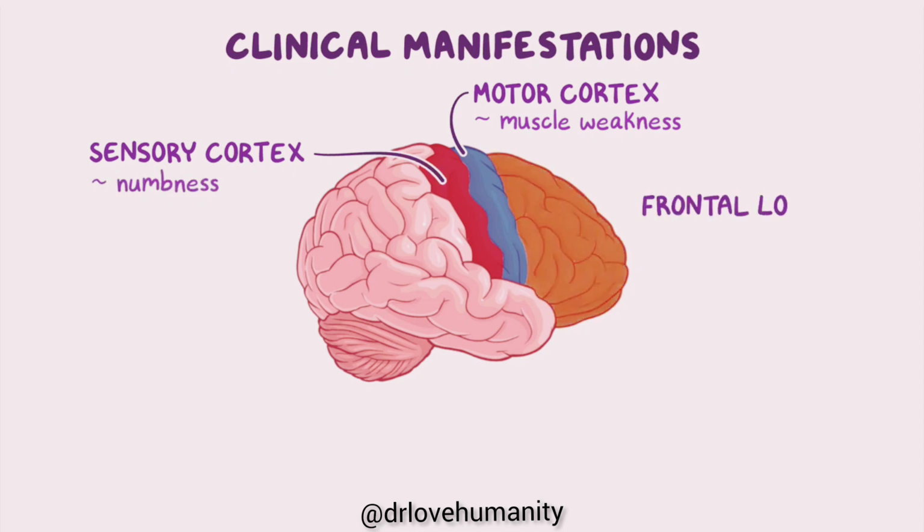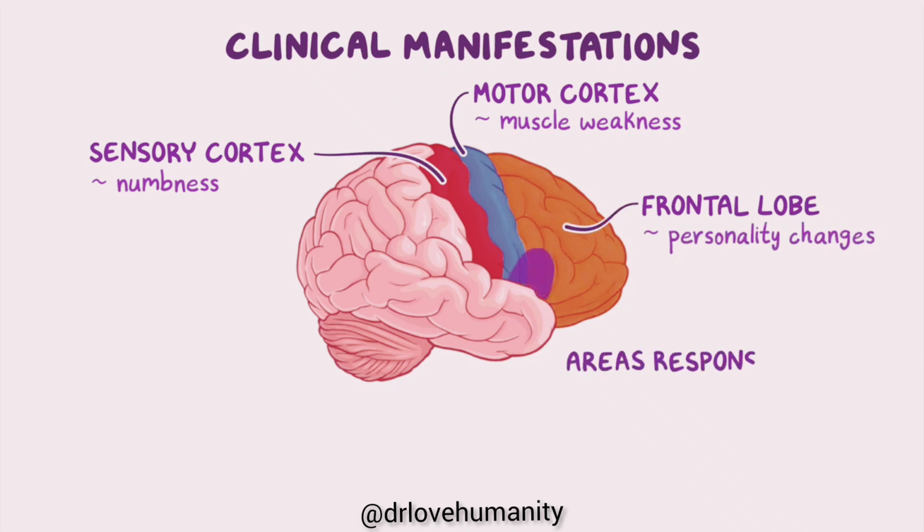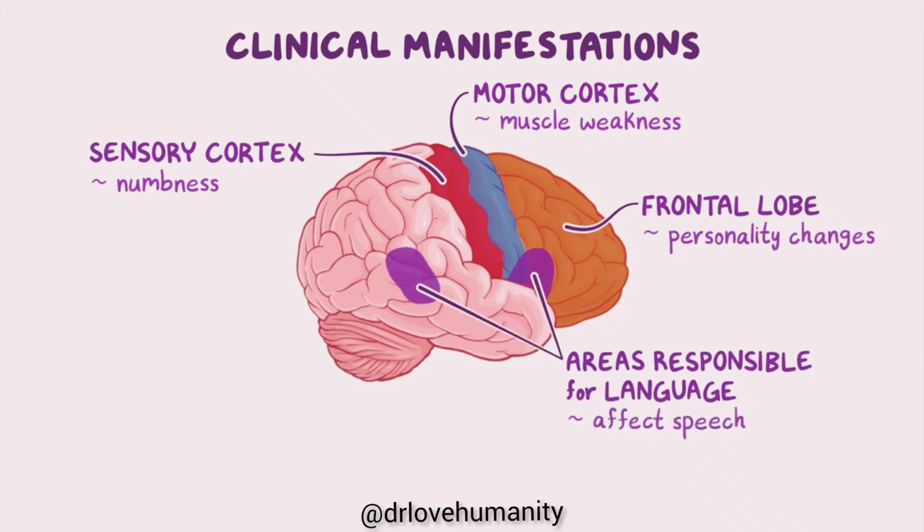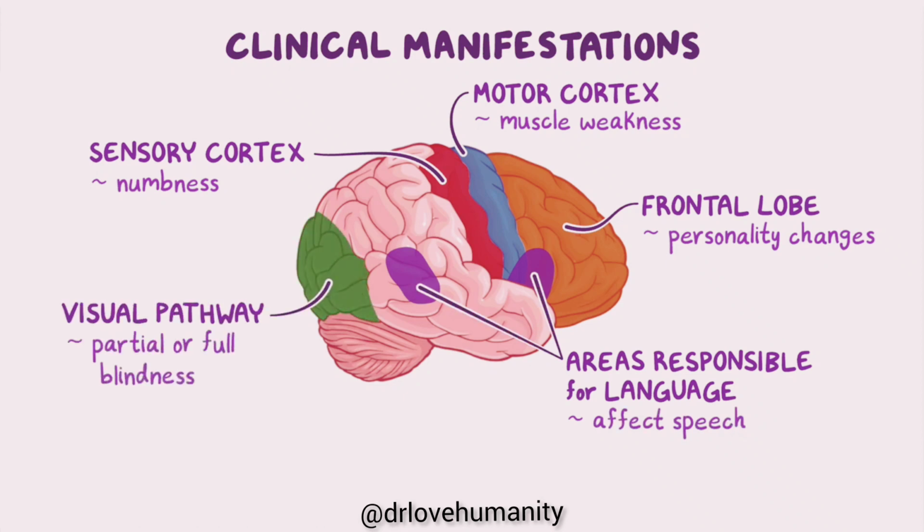Involvement of the frontal lobe can cause personality changes. Involvement of areas responsible for language can affect speech. And involvement of the visual pathway can lead to partial or full blindness.